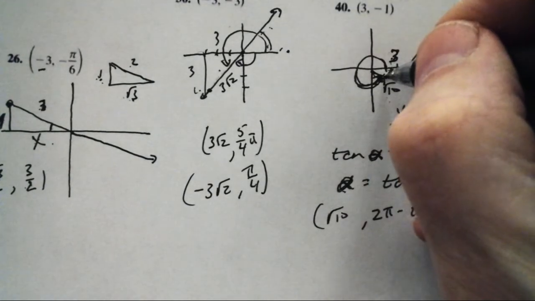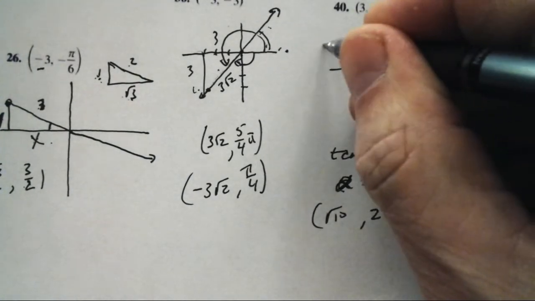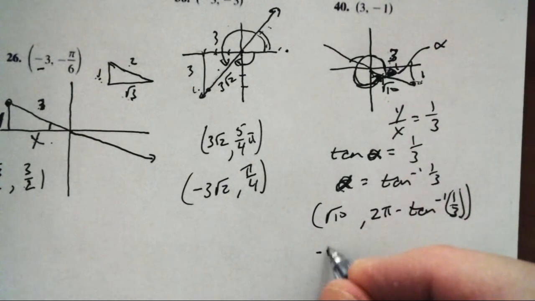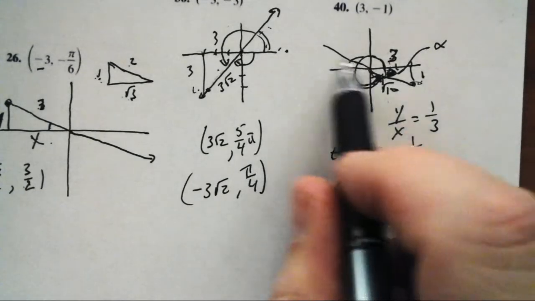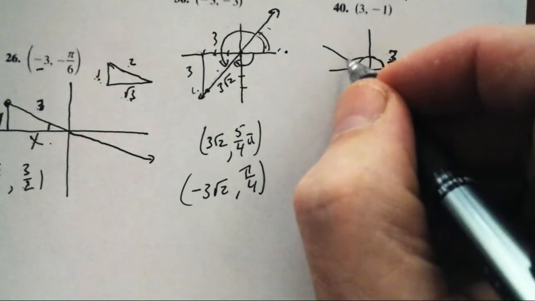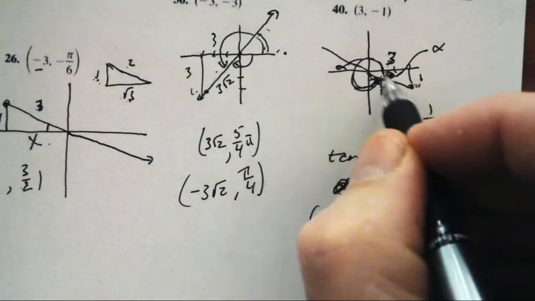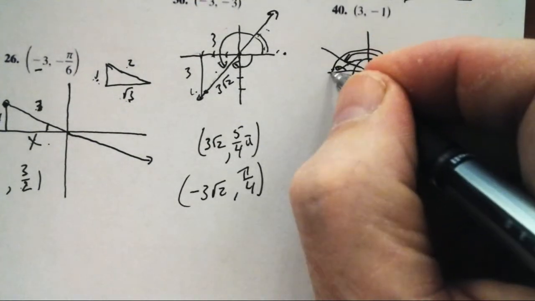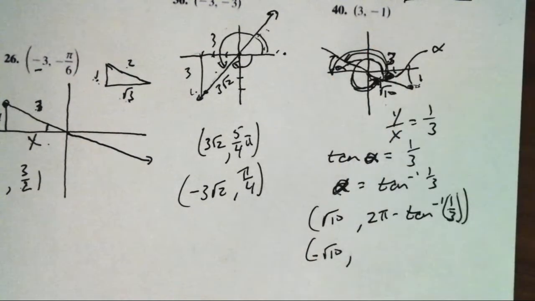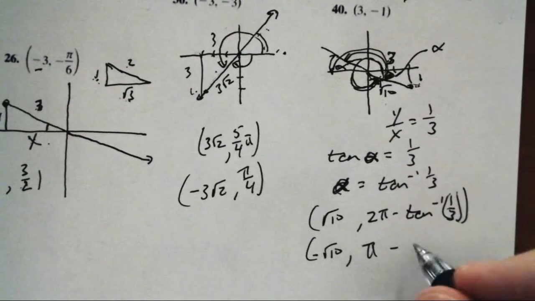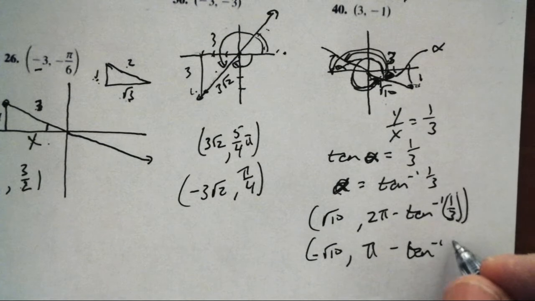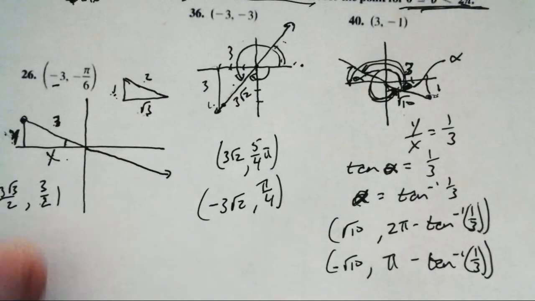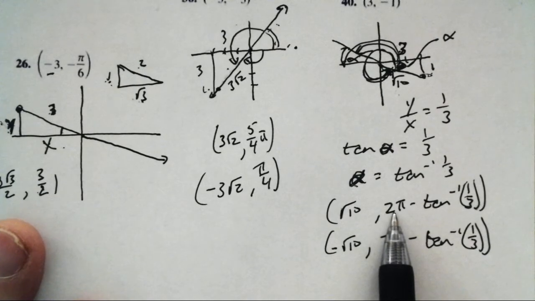Or I could rotate right over to here, aim exactly the wrong way, and throw the rock backwards square root of 10. What would this angle be? This angle would of course still be fish in here. Well, it's pi minus angle fish. So it's pi minus tangent inverse 1/3. Okay, or just pi away from there.